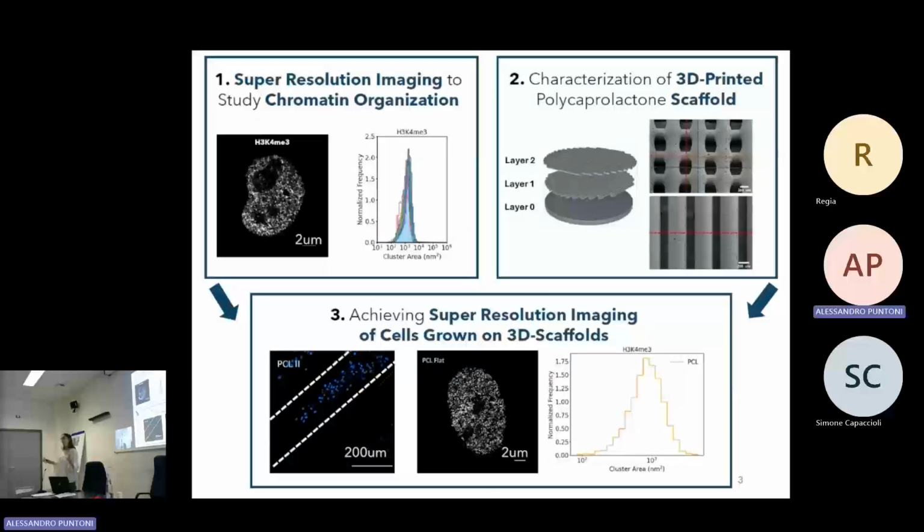So my thesis is divided into 3 different phases. In the first one, I use super resolution imaging to characterize chromatin organization. In the second one, I fabricate and characterize 3D printed scaffolds. And finally, I achieve super resolution imaging of the cells grown on the fabricated 3D scaffolds.